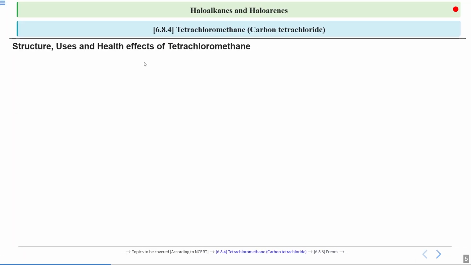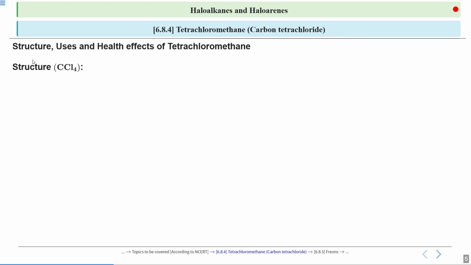So let's start with our first topic, tetrachloromethane, which can also be known as carbon tetrachloride. Okay, and this is section 6.8.4. So let's see first of all its structure, uses, and health effects of tetrachloromethane.